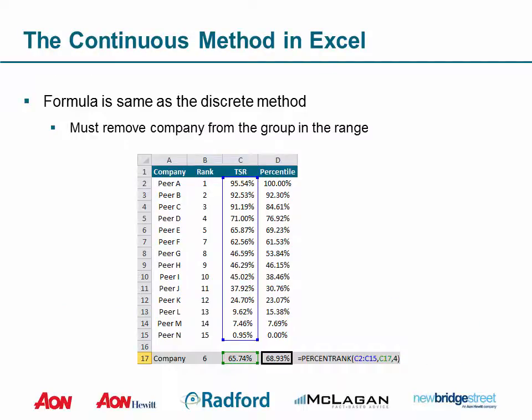This can also be calculated using Microsoft Excel's %rank formula, where you remove the company from the range of TSRs. As you can see from the example, the issuing company's TSR of 65.74% has been removed from the range of TSRs in the %rank formula. This results in a percentile rank of 68.93% under the continuous method.